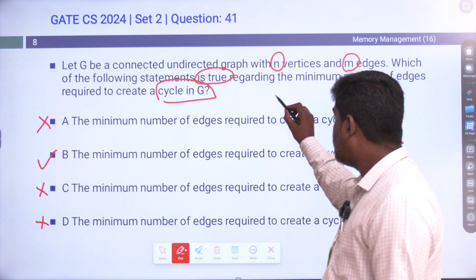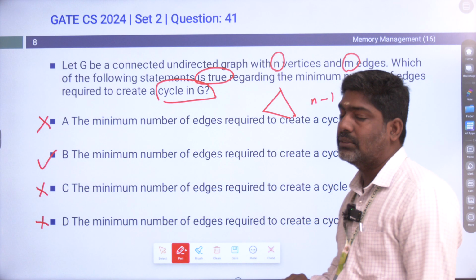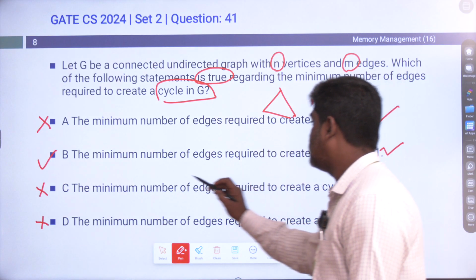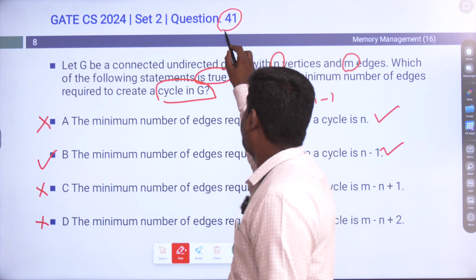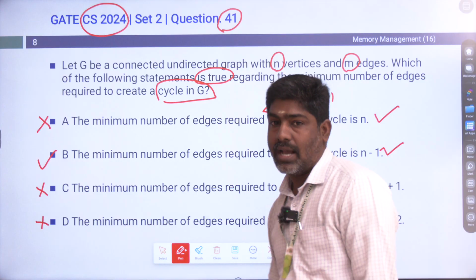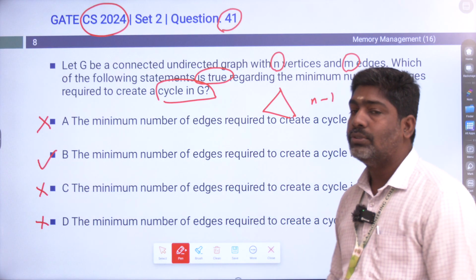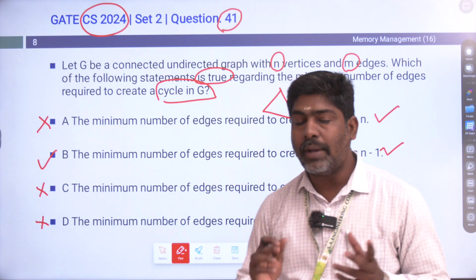Okay, if we need to create a cycle, we definitely need n minus 1 as the formula. So this is the correct answer. This question is number 41 in GATE CS 2024. They asked this question. Okay, so let me conclude the topic. This is the minimum spanning tree concept.